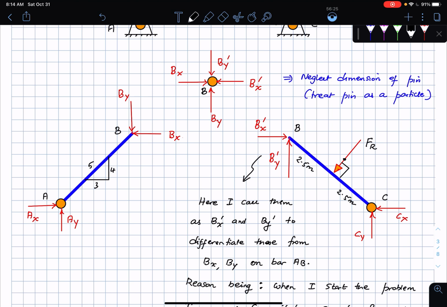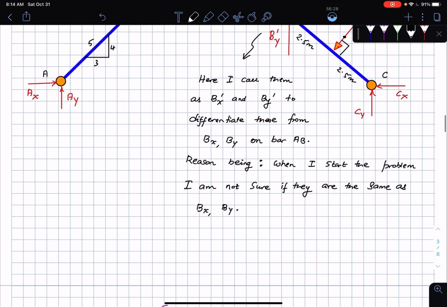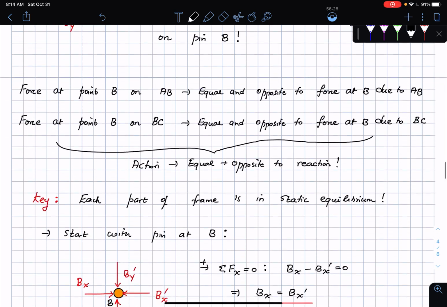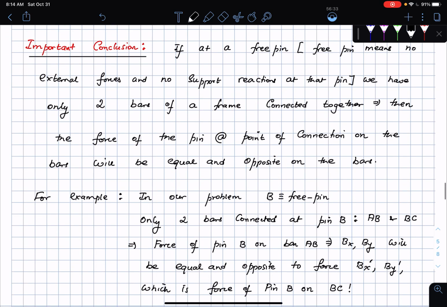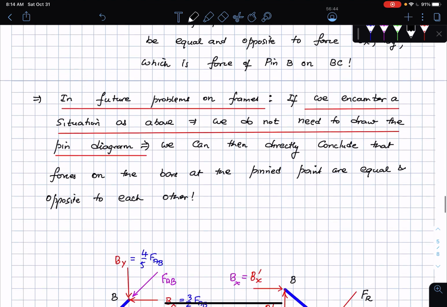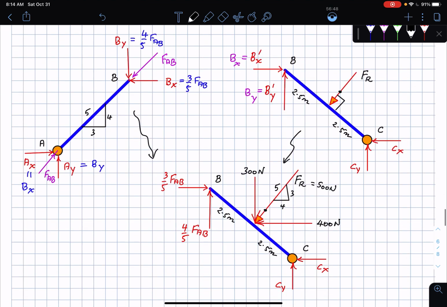So I look at the pin at B and I figure out these two forces are equal and opposite. We come to the conclusion that if I have a free pin, and there are only two bars connected at that pin, then I don't need to draw the pin free body diagram anymore. I can directly say that the forces on these 2 bars are equal and opposite. Using that idea, I come down here and do the exact same thing on my bars AB and BC.